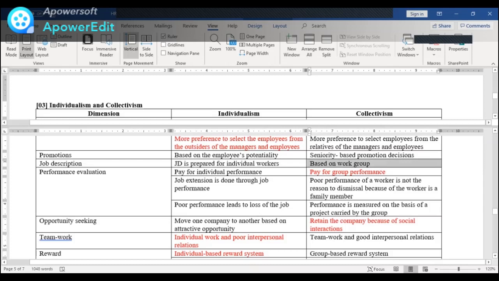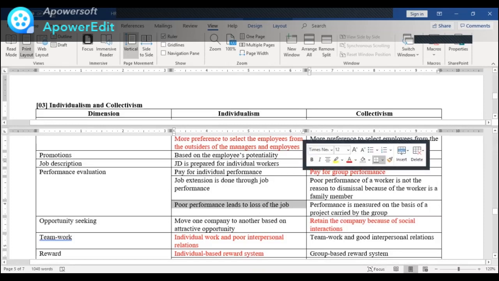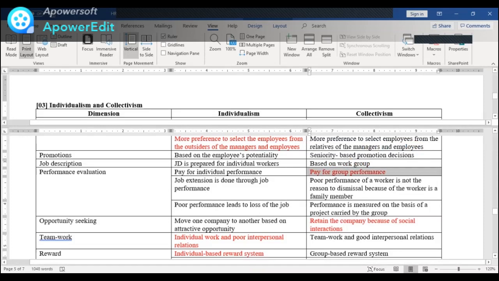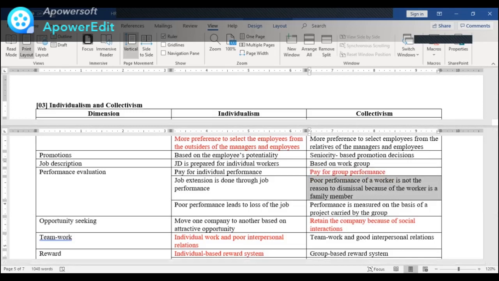Then performance evaluation. In individualism culture, pay for individual performance. Job extension is done through job performance. Job performance is the main criteria to continue the job. Poor performance means loss of the job. If you are giving low contribution, then you have to go. However, pay for group performance is common in collectivistic culture. Poor performance of a worker is not the reason for dismissal, because the worker is a family member, company member. Then performance is measured on the basis of a project carried out by the group.